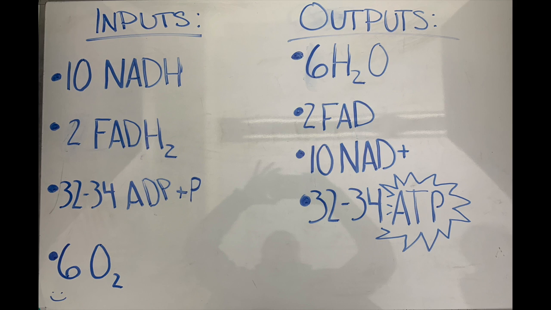Inputs: 10 NADH, 2 FADH2, 32 to 34 ADP plus P, 6 O2. Outputs: 6 H2O, 2 FAD, 10 NAD+, 32 to 34 ATP.